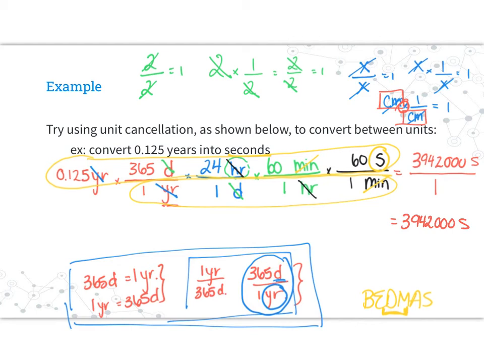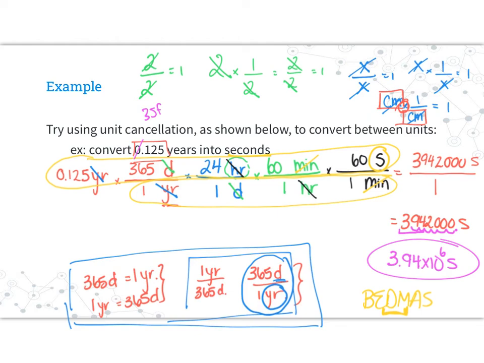We need to consider significant digits. So in my question, the measured quantity was 0.125 years. 0.125 years is 3 significant figures. Again, the leading zero does not count. So I need to report this answer to 3 significant digits. These are the most important 3 numbers. Remember, my decimal is here. There's no way that I can represent 3,940,000 without using scientific notation for 3 significant digits. So we have 3.94 times 10 to the 6 seconds is my final answer.